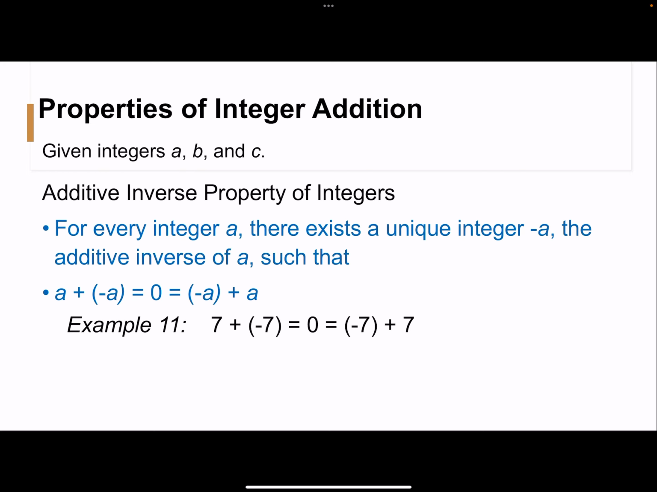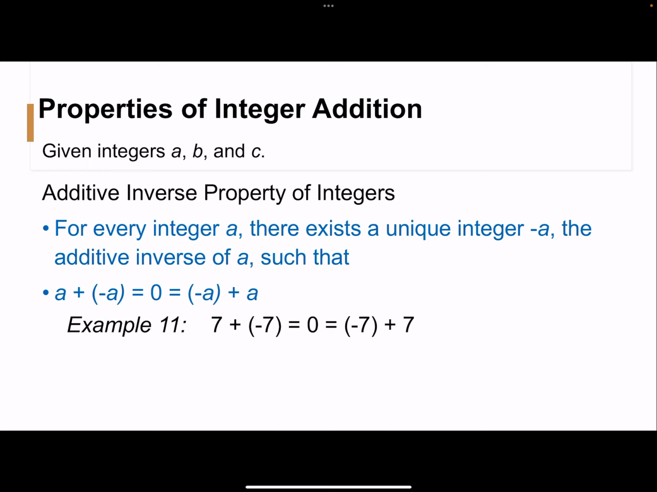When we talk about the additive inverse, we're really talking about the opposite of a number. By definition, the additive inverse property of integers states that for every integer, there exists a unique integer that is the opposite, which we call its additive inverse. And the additive inverse property says when I take a number plus its additive inverse, I always get 0. If I take a number plus its additive inverse or its opposite in sign, I always get 0.